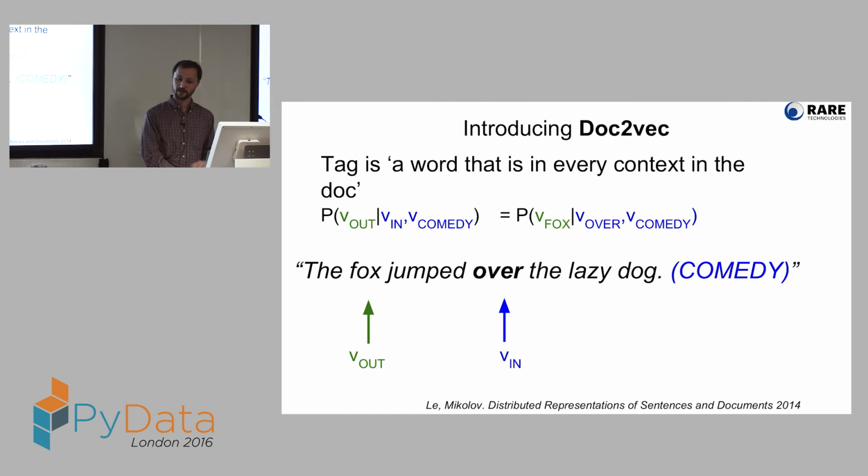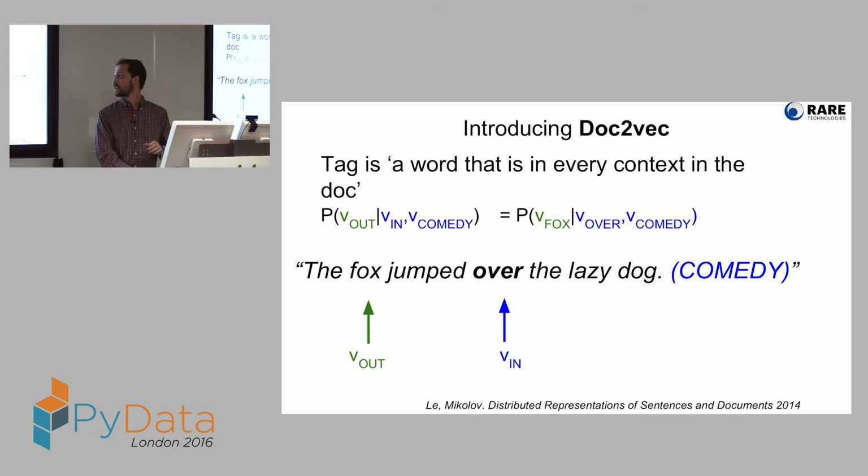Okay. So another approach, we'll do several approaches today, is called doc2vec. This is another Google paper, from Le and Mikolov. And there's a notion of a tag. A tag is a word which appears in every context. So if I tag my sentence with the tag comedy, because I think that "the fox jumped over the lazy dog" comes from a comedy script, then I have this extra vector in my input layer. So I have the probability not just of v out given v in, but of v out given that the word is "over" and the genre is comedy. The probability of "fox" given "over" in comedy will be different from the probability of "fox" given "over" in romance.